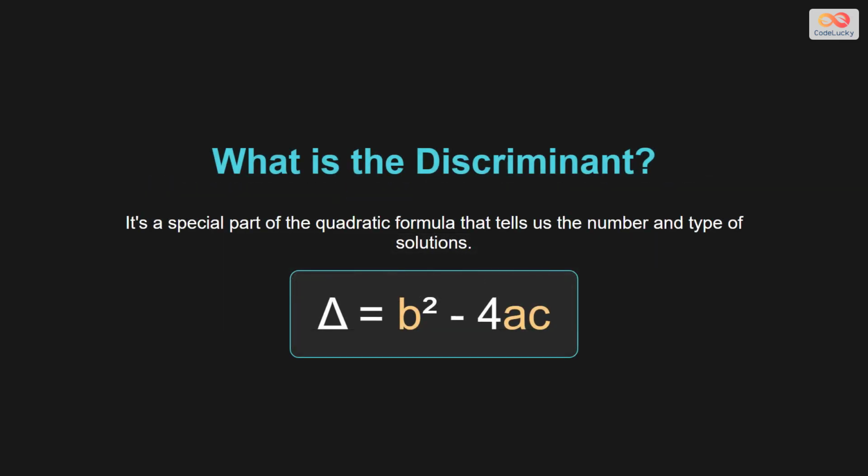The discriminant is a powerful part of the quadratic formula. Its formula is b² − 4ac. The value we get from this calculation tells us how many solutions the quadratic equation has without having to solve the whole formula.